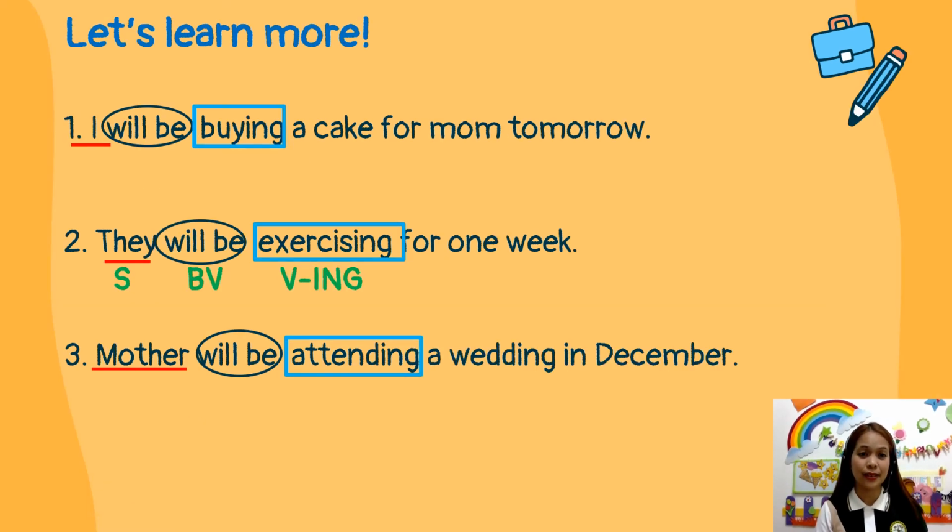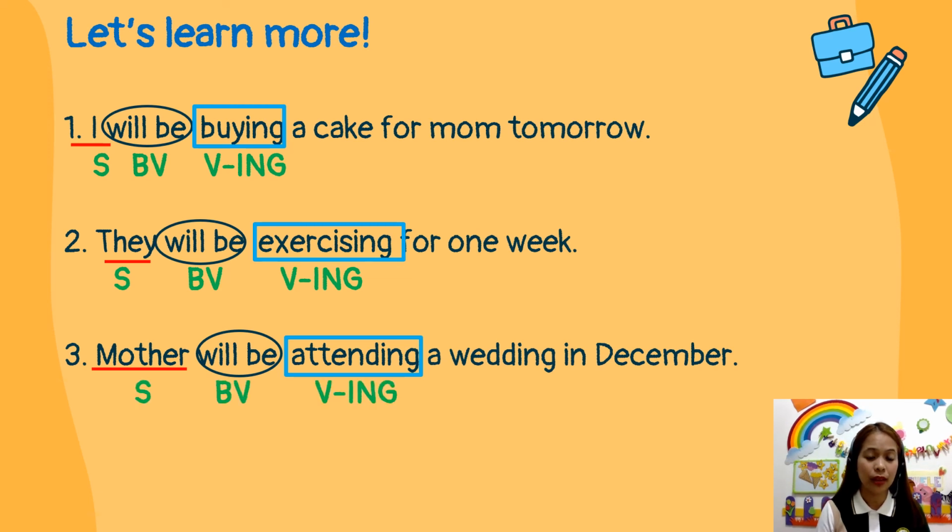Okay, let's practice more. I will be buying a cake for mom tomorrow. As you see, your subject here is I, so your be verb will be. Buying will be your verb ing. Okay? The next one, they will be exercising for 1 week. Subject is they, and will be is your be verb, exercising will be your verb ing. Mother will be attending a wedding in December. Subject is mother, will be is the be verb plus attending, verb ing.